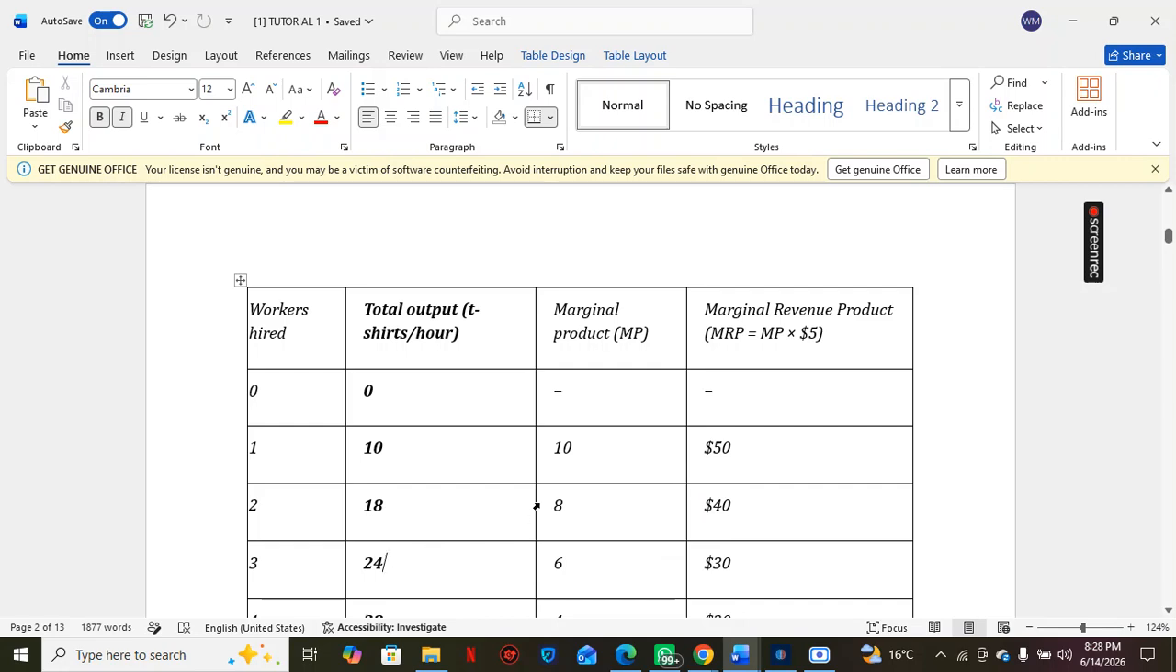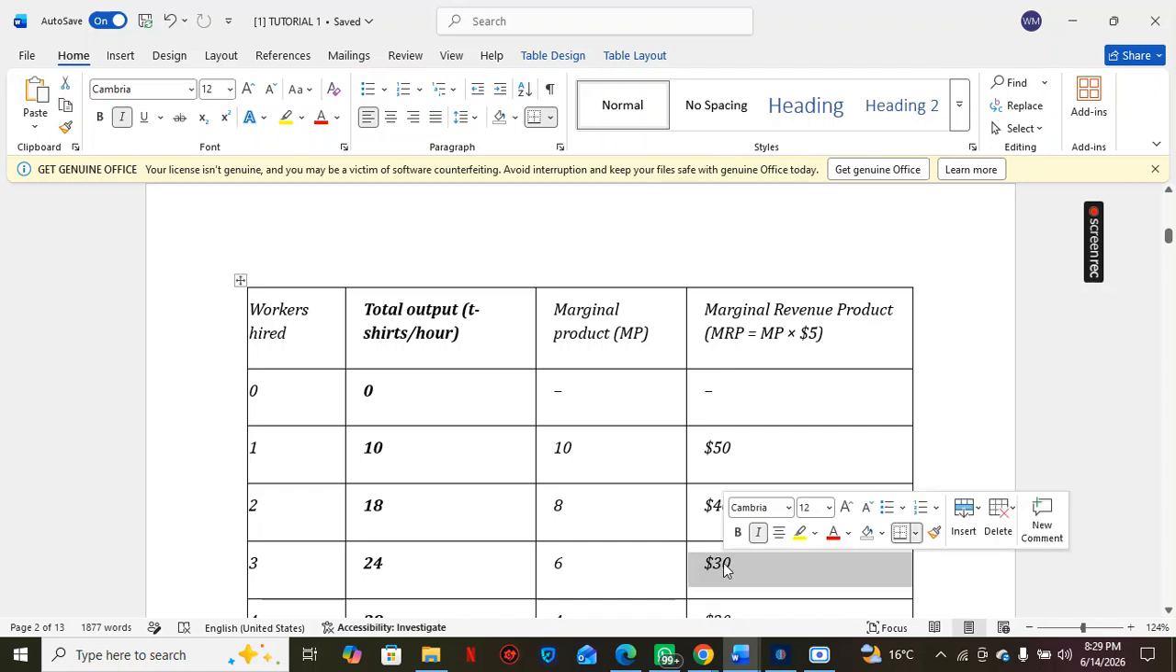The additional product that this third worker brings, you say 24 minus 18, they have brought in six additional sheets. The additional revenue this third worker has brought in, $5 per sheet times six, $30.